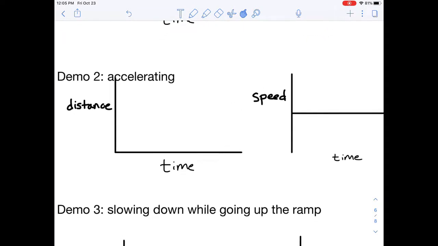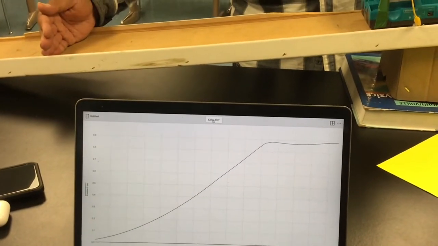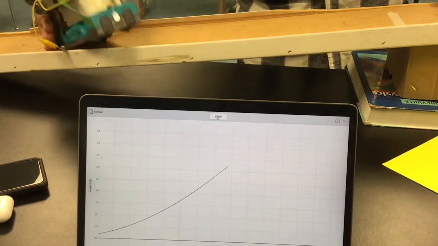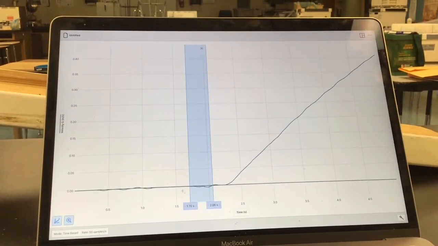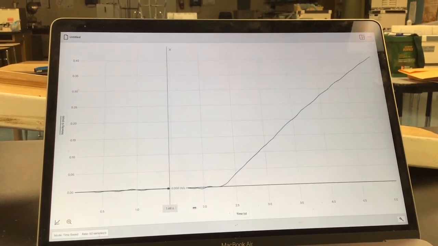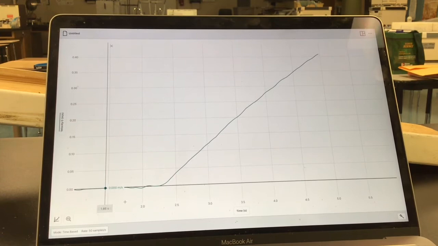So let's zoom in on the second one. Here we have demo 2, and demo 2 is going to produce an acceleration like what is already on the computer screen. So let it go, Mr. Kent. There it is, in a nice curve. And on the velocity time graph, since it's always speeding up, it's going to produce a line that is always getting faster on the velocity time graph.